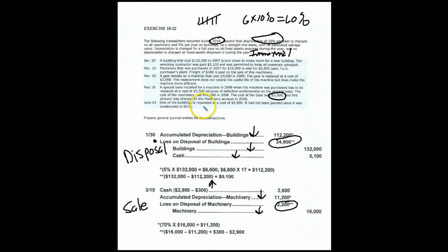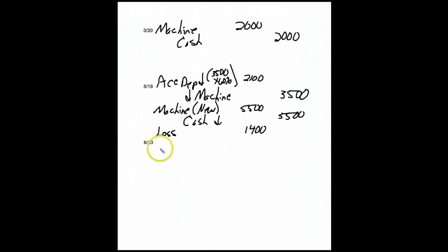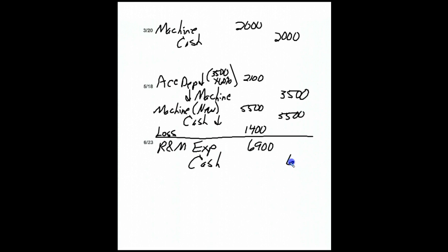Okay, and then lastly, a repainting. Again, if it was the original paint with long-term benefit, that would be capitalized costs, but we're repainting. So with the repainting, that's just repairs and maintenance expense. I'm just going to abbreviate that, repairs and maintenance expense. Separate these two, and cash will go out.